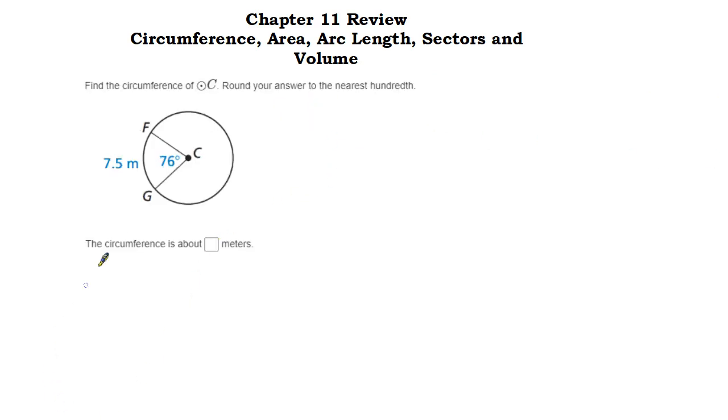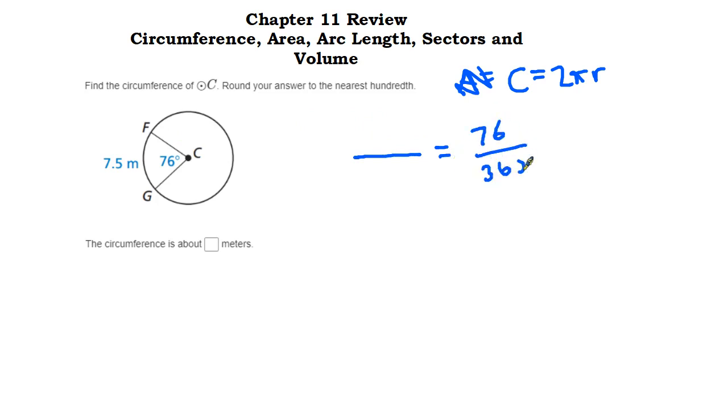So, the next problem: this time we're given the arc length and degrees, and we'd like to find the circumference. So let's do the math. Again, we're going to use a proportion. We know that the entire circumference is 2 pi r. And what we have is just that arc length. So we say 76 out of 360 degrees.